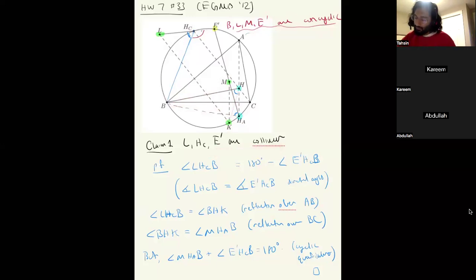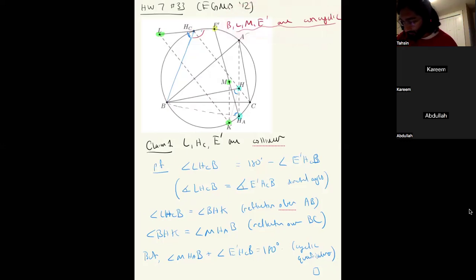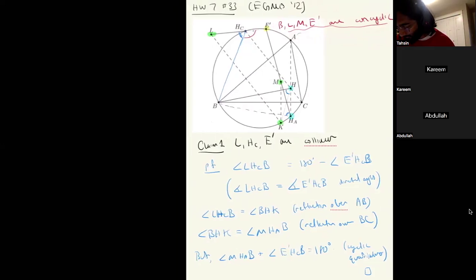And now what's next? By the way, Abdullah, does the argument make sense as well? Yeah, it's fine. Okay. So now the second part is how do we use this collinearity to finish the problem. Remember, this is our goal, that B, L, E prime are concyclic. So I think we'll need a new page for that. So let's give a new page.